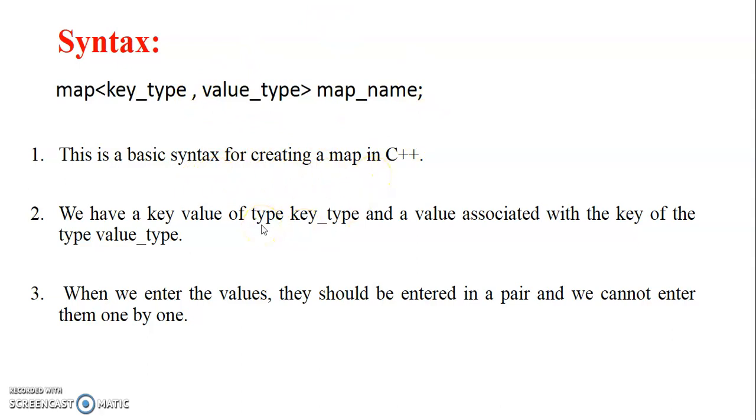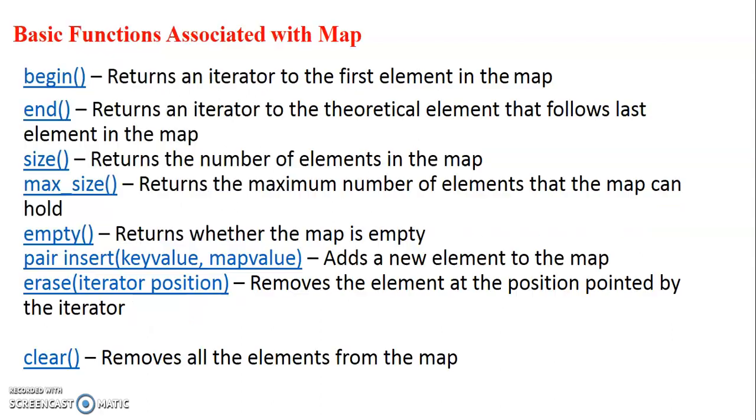We have a key value of type key type, which can be integer, float, any type, and a value associated with that key, called the value type. When we enter values, they should be entered as a pair. Whenever you enter a value to a map, it should be entered in a pair, otherwise it is not going to work. You cannot enter them one by one, because map is a kind of paired container. In one variable you store two values: one is the key value and another is the mapped value.